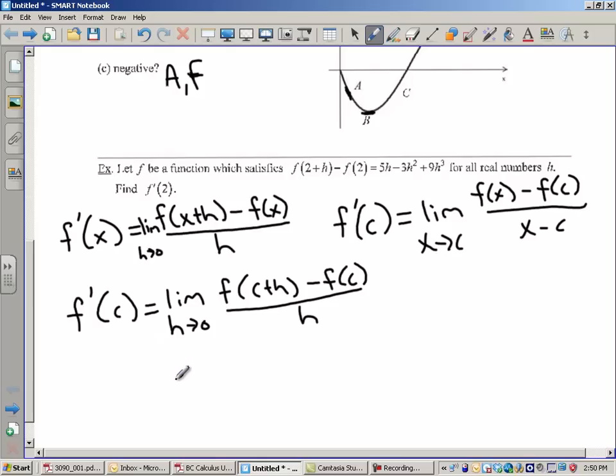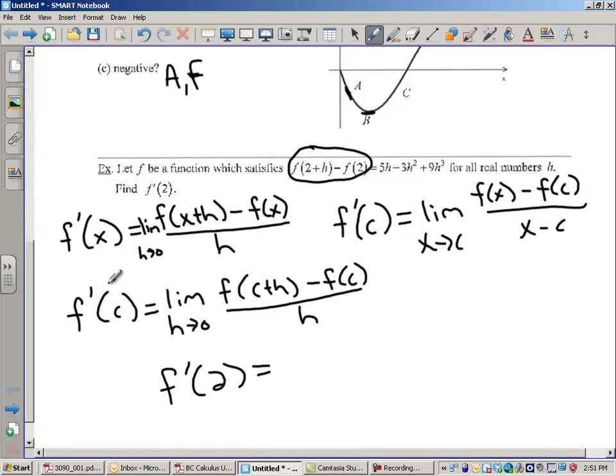So I'm going to set up f prime of 2 using one of these 3 definitions. Let's take a look at what they have given me. They've given me this. Now, that really doesn't look like anything over here, so I'm not going to use this second alternative definition of the derivative. It sort of looks like this first one, but that 2 should have been an x for me to use the first one. What it looks like mostly to me is this third definition.